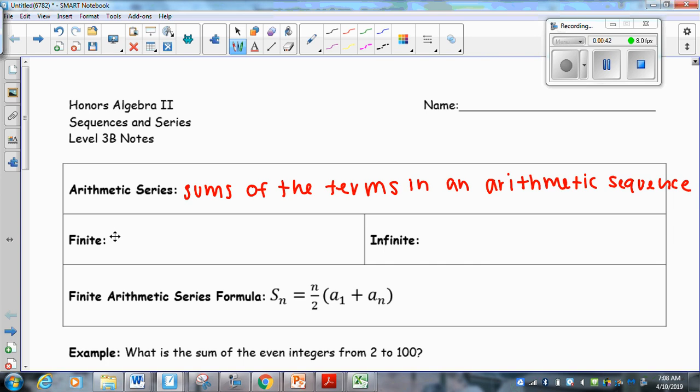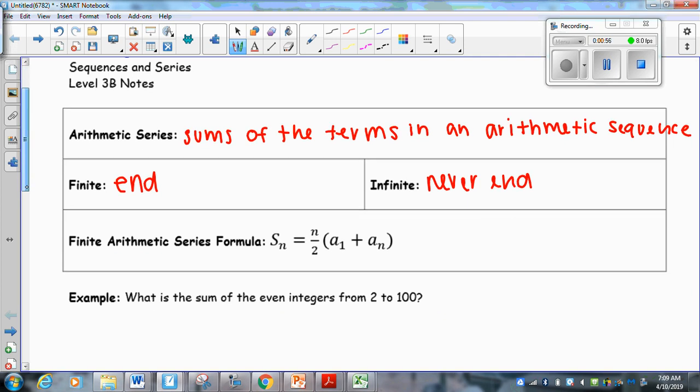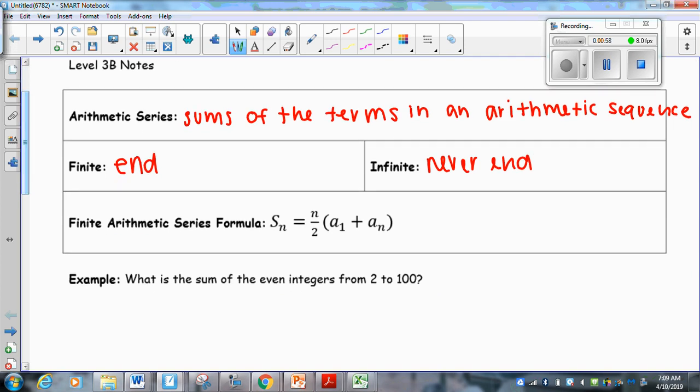Finite just means they end. Okay, so there is an ending point, and then infinite means they never end. So if you see those dot, dot, dots, it's going on forever and ever, and that doesn't have an ending. So for a finite arithmetic sequence, we have this formula, S sub n. So we need n, which is the number of terms. We're going to need a1, and we're also going to need an, which is going to be our last term. So maybe you want to note that this is the last term.